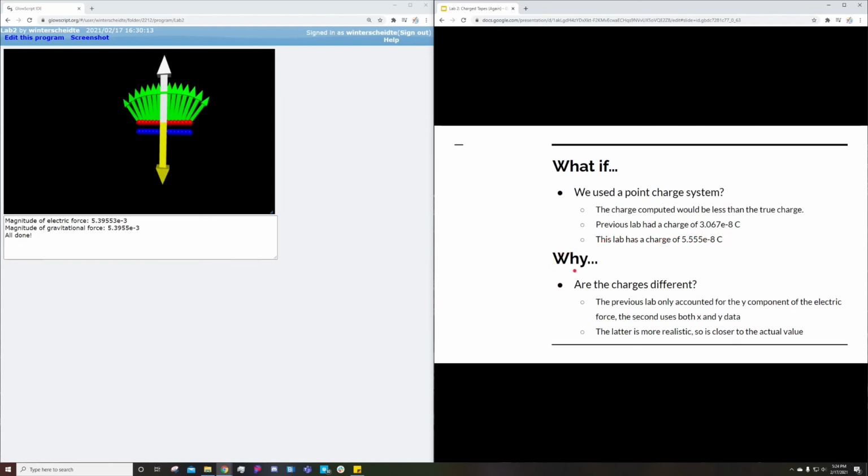Now, why are these charges different? The first lab only accounted for the y component of the electric force, whereas this lab uses both x and y data, and so that makes this second one more realistic, so it's closer to the actual value of the charge.